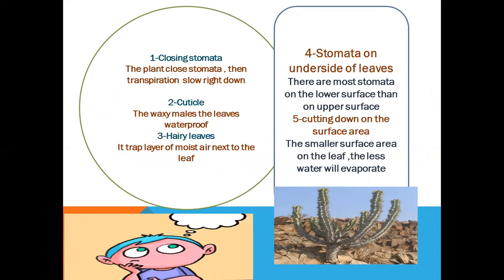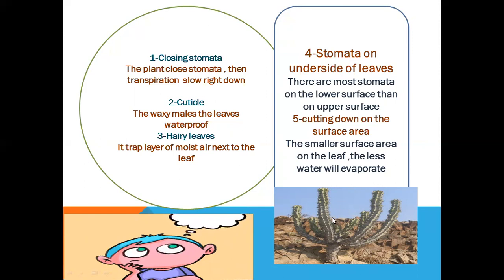Xerophytes have many features: closing stomata, cuticle, hairy leaves, stomata on the underside of leaves, and cutting down on the surface area. So I explain the first point, closing stomata. The plant closes its stomata, then transpiration slows right down. That means the plant stops losing so much water vapor.